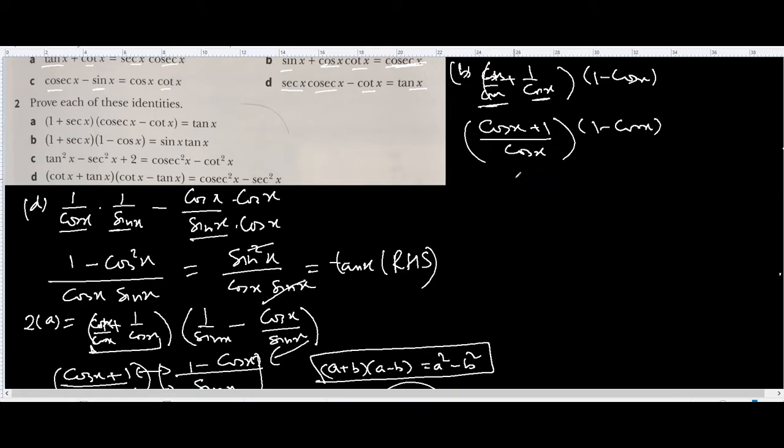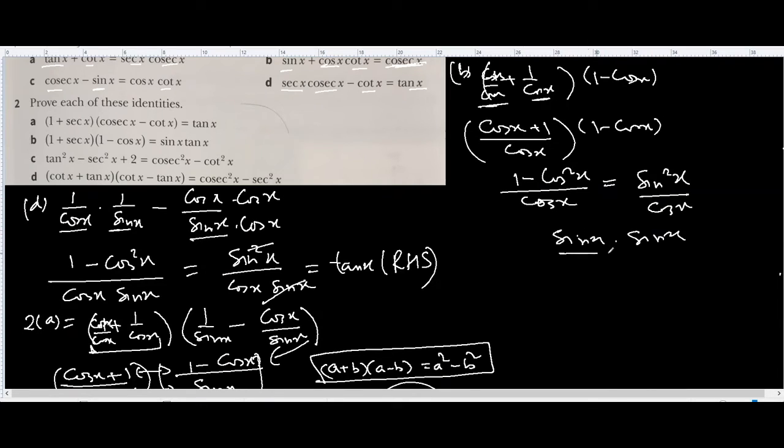So they will multiply, it will give us 1 minus cos square x over just cos x, which is sin square x over cos x. We'll separate sin x again, sin x, and only 1 cos x. This is tan x, and sin x will remain sin x, and this is RHS. You can see here, this is RHS.